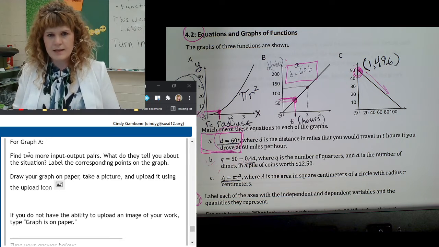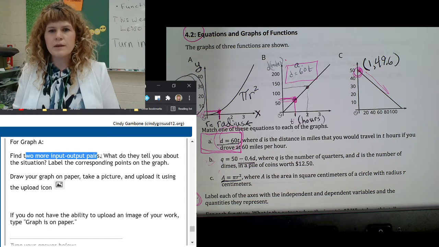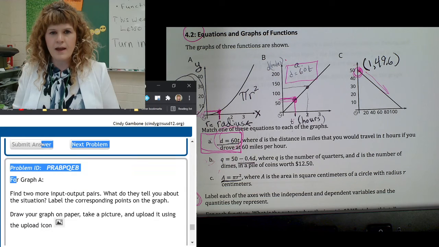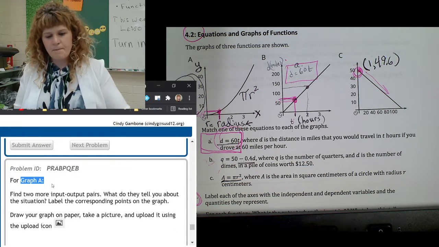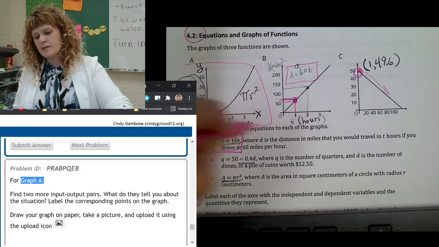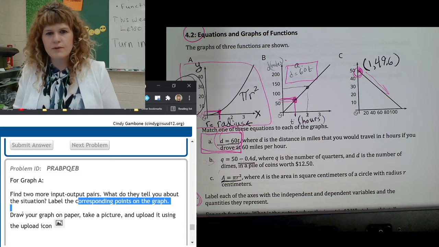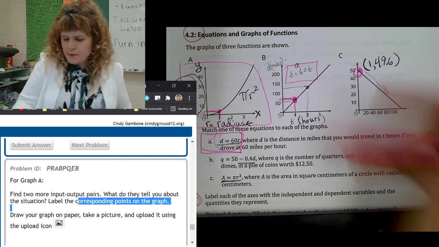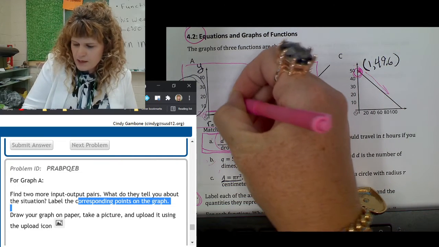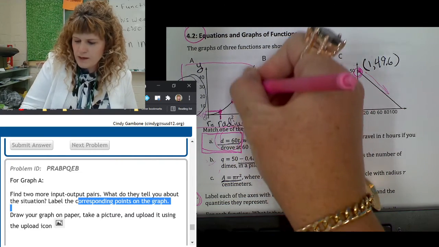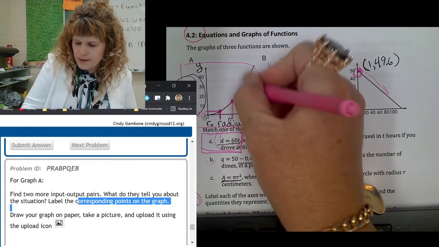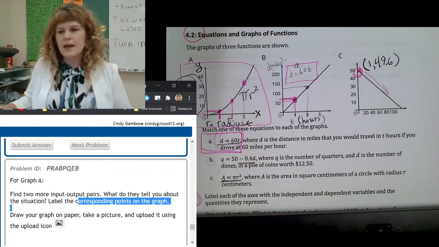Okay, then it says, find 2 more input-output pairs. This is for graph A. For graph A, here, find 2 more input-output pairs. What do they tell you about the situation? Label the corresponding points in the graph. Draw a graph on paper. Take a picture and upload it using the upload icon. Okay, you can label 2 more points. How about when radius is 2, or radius is 3? And then get your calculator.